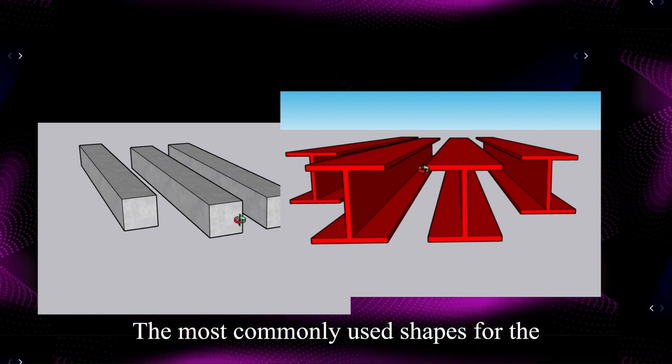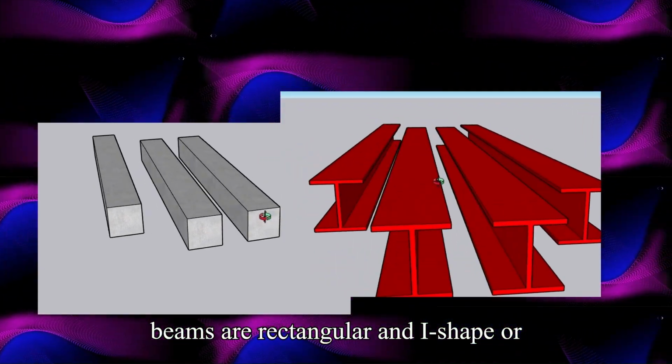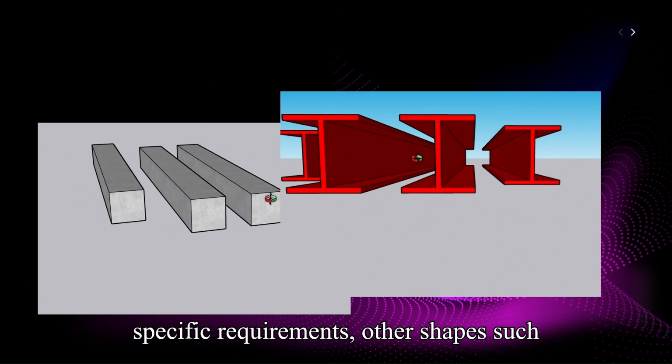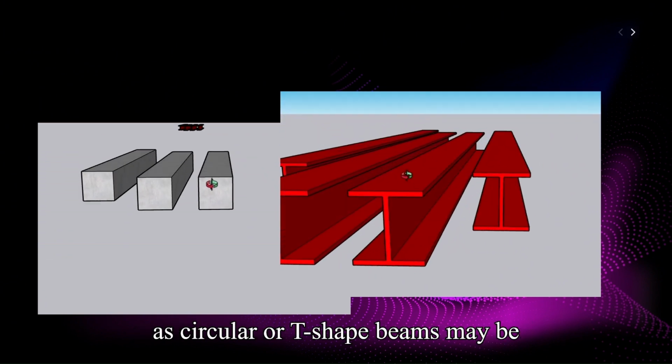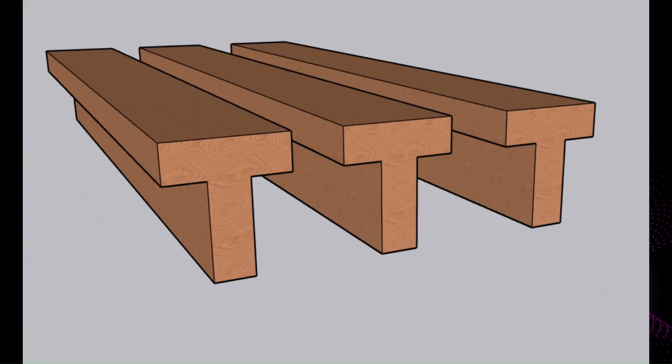The most commonly used shapes for the beams are rectangular and I-shape or H-shape beams, but depending on the specific requirements, other shapes such as circular or T-shape beams may be adopted.